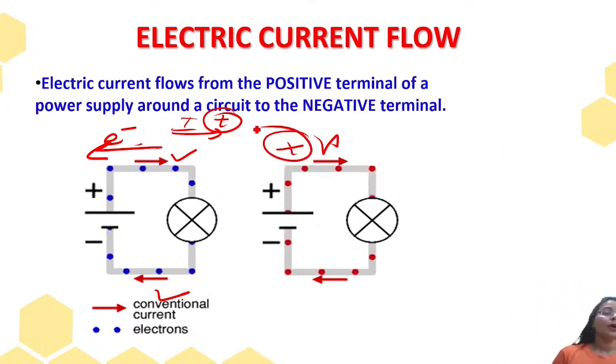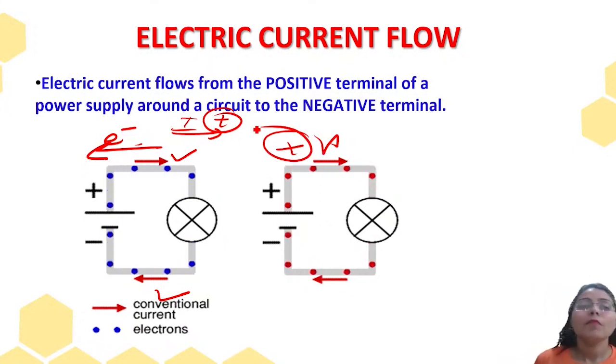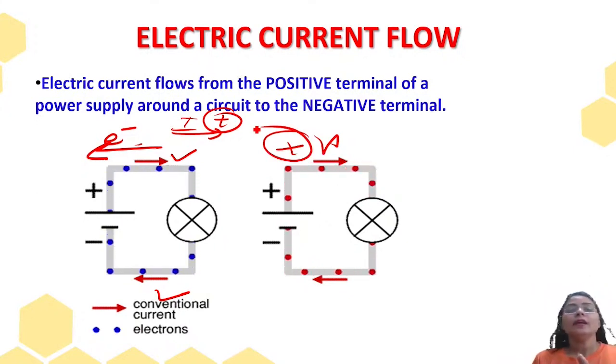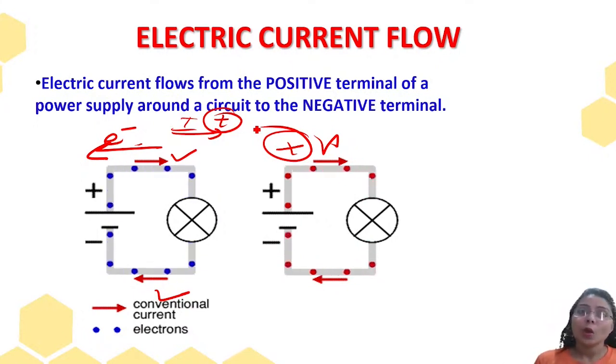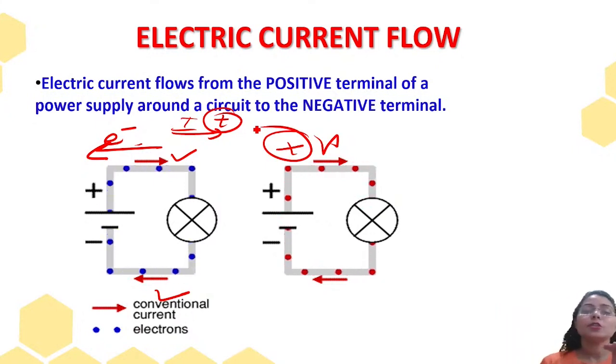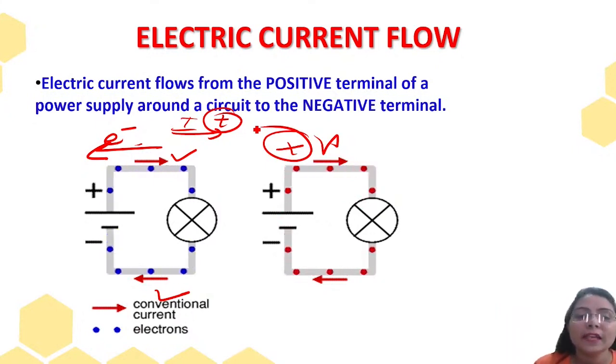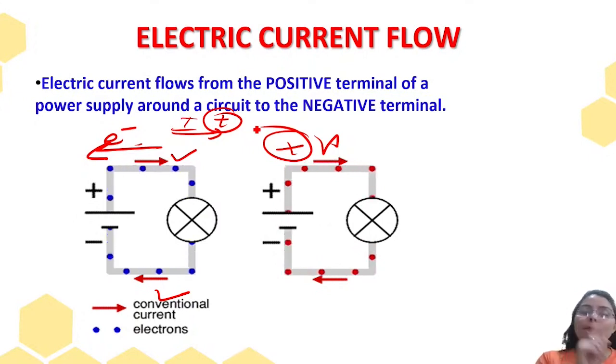Again and again, I'm telling you, there is nothing like a flow of positive charge. Only the direction opposite to the flow of electrons is considered to be a flow of positive charge, or a flow of current. Electrons are attracted by the positive terminal of a battery, so positive charge moves away from the positive terminal and enters the negative terminal. That's why electric current always moves from the positive terminal to the negative terminal.